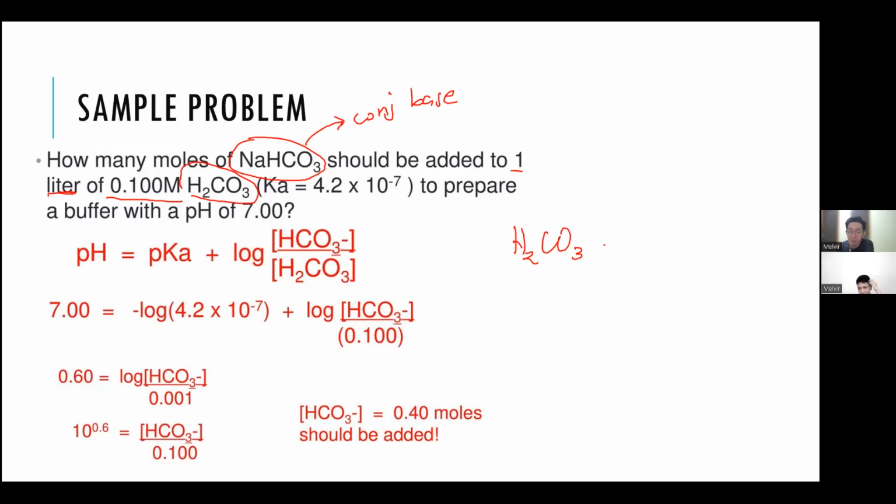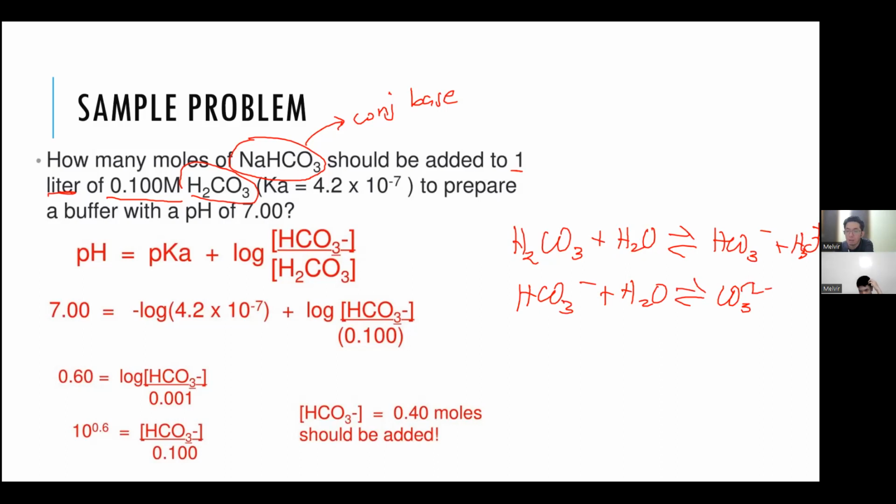Two. Correct. Right, two. So it becomes plus H2O, giving HCO3 minus plus H3O plus. Correct? Then your bicarbonate can react again with water to form, this time, carbonate ion 2 minus plus H3O plus. So that is your carbonic acid system. But usually carbonic acid becomes bicarbonate, or carbon dioxide and water. Basically, you will form your bicarbonate. So, the 4.2 times 10 to the negative 7 is associated to what? Which one do you think it belongs to?